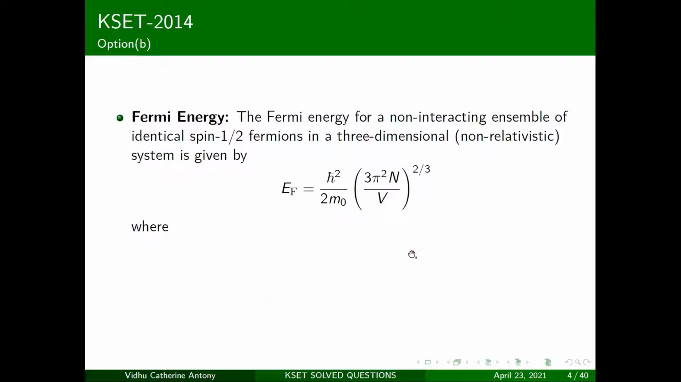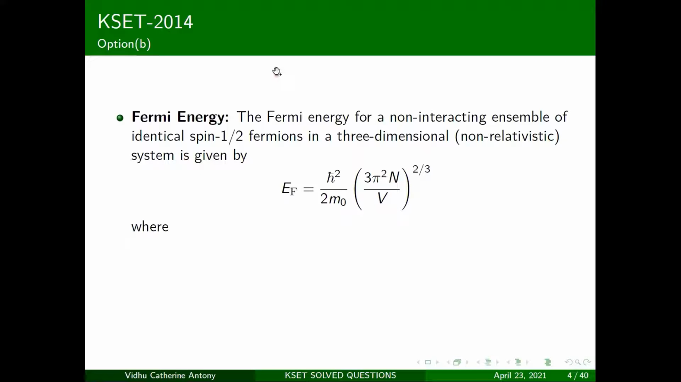Now, some of the parameters that I'm going to talk about are Fermi energy and Fermi momentum and so on, so that you can better understand how to deal with problems that come up when such terminologies are asked for. So the Fermi energy for a non-interacting ensemble of identical spin-half fermions in a three-dimensional non-relativistic system is given by EF is equal to h cross square divided by 2m naught, times 3 pi square N divided by V, whole power 2 by 3.